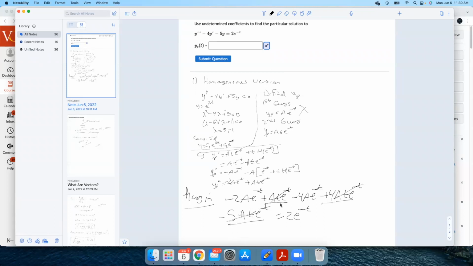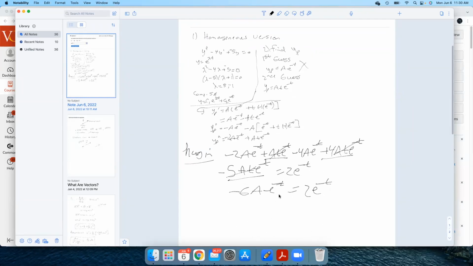So I just get -6 a e to the -t equals 2 e to the -t. So that means a must be -1/3. So my particular solution I was looking for is -1/3 e to the -t. And that's all the question asked for. Oh, wait, I forgot my extra t.